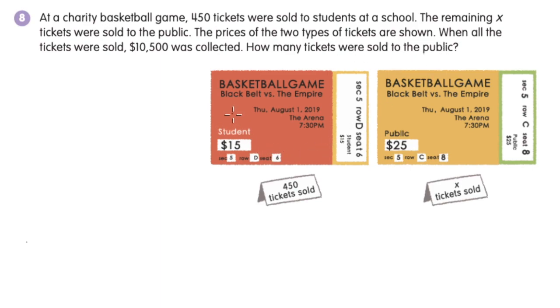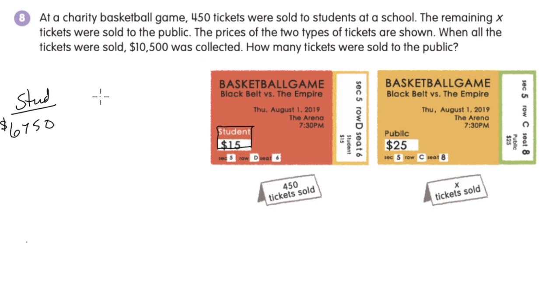So a student ticket costs $15. So we'll figure out how much money was made from student tickets first. So we would take 15 and multiply it by 450. And the sales from the student ticket sales was $6,750.